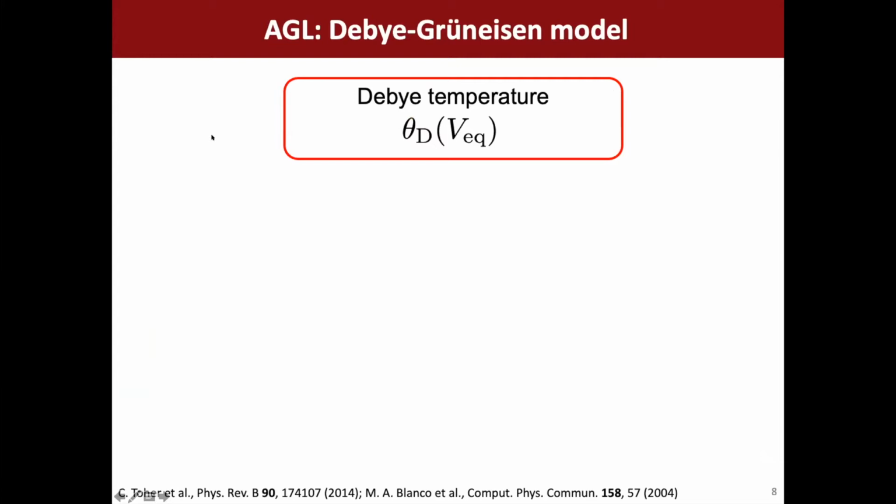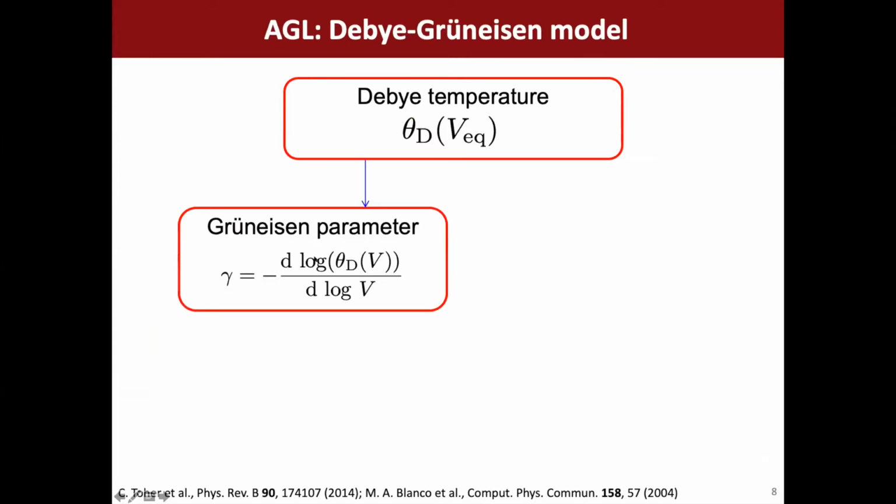So once we have the Debye temperature, we can also then calculate the Grüneisen parameter, and Andrea is going to talk a bit more about this tomorrow. But it's basically a measure of how the thermal properties, things like the Debye temperature, phonon frequencies, vary as a function of volume. And as such, it's a measure of the anharmonicity of the crystal.